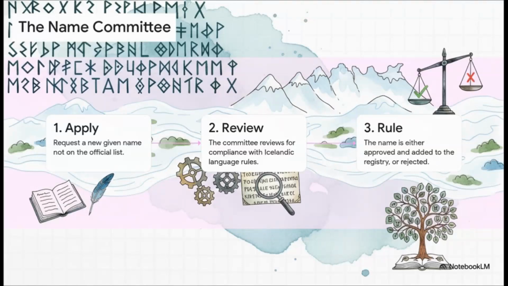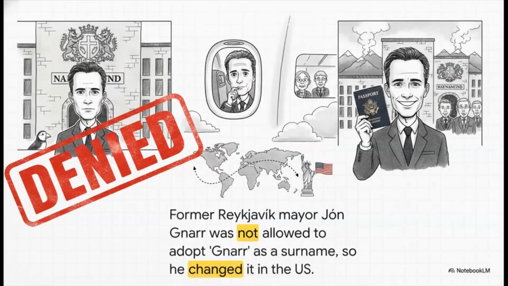Basically, if you're a parent and you want to give your kid a first name that isn't on the official pre-approved list, you have to formally apply. This committee is kind of like the guardian of the whole system, making sure any new names actually work with the very complex rules of Icelandic grammar. And this strict system has some pretty wild real-world consequences. Take the famous former mayor of Reykjavik, Jón Gnarr. He wanted his last name to legally be Gnarr, but the committee said no.